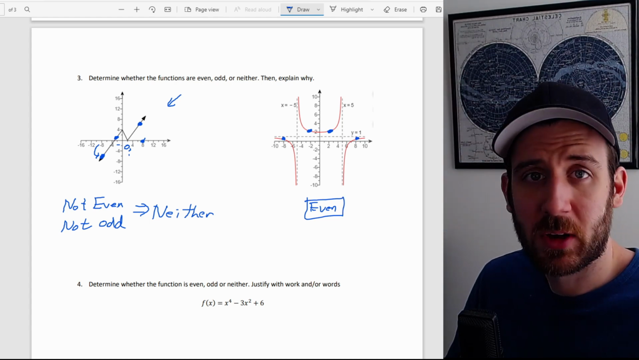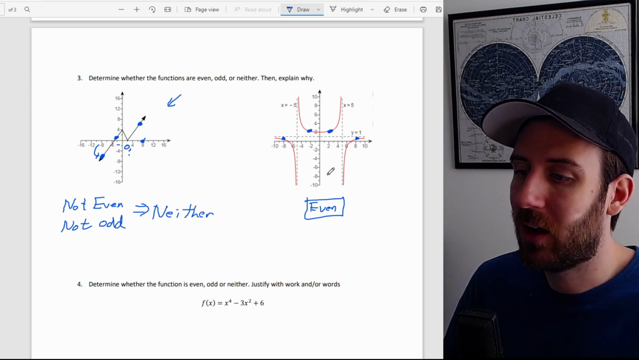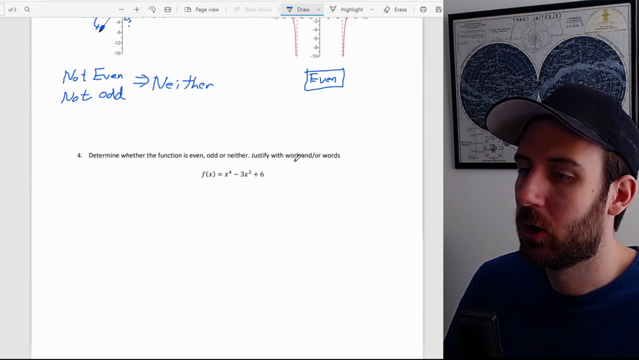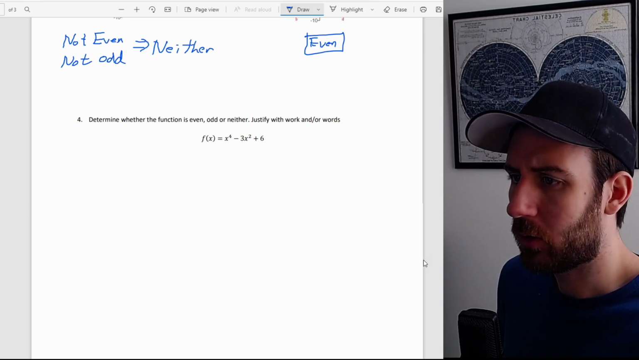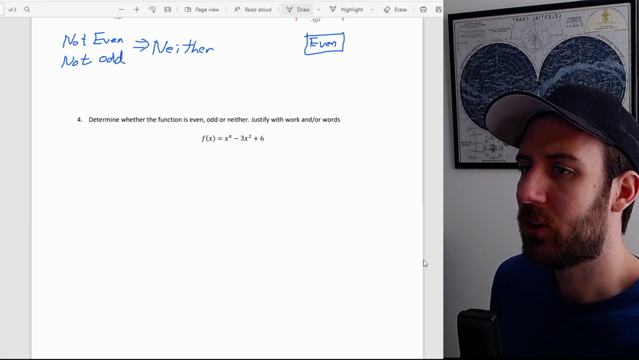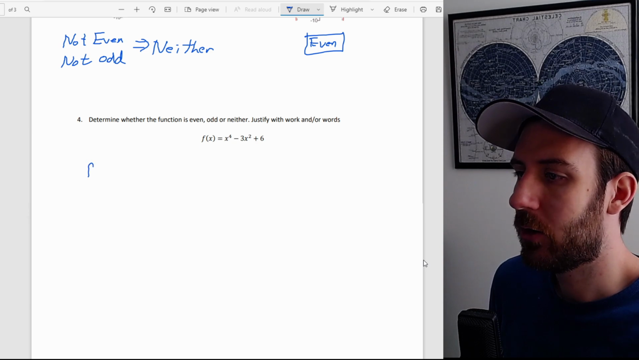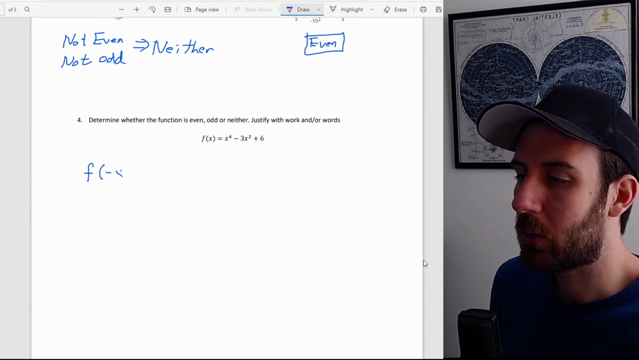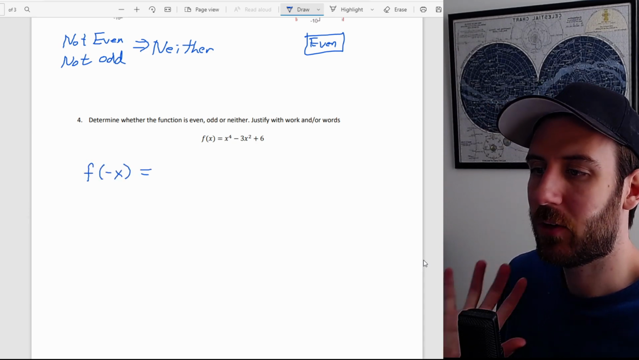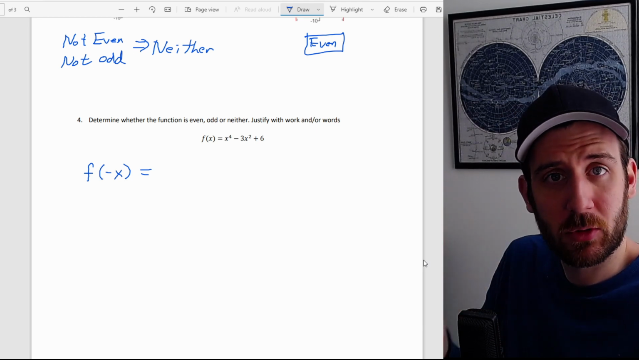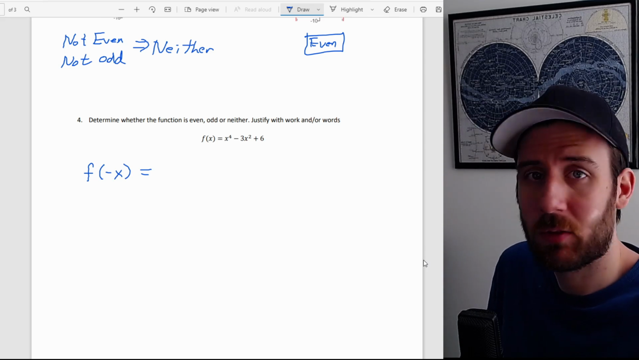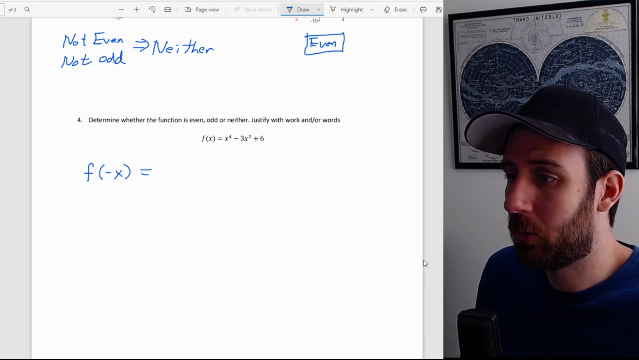Now when it comes to determining if a function is even, odd, or neither using just your computational skills, we're really going to follow the exact same storyline. We're going to start off by considering some negative x values, and we really want to see if that causes this function to end up becoming the exact same thing it was, if it causes us to flip to a pure negative version of itself, or if it just becomes a scrambled up mess.